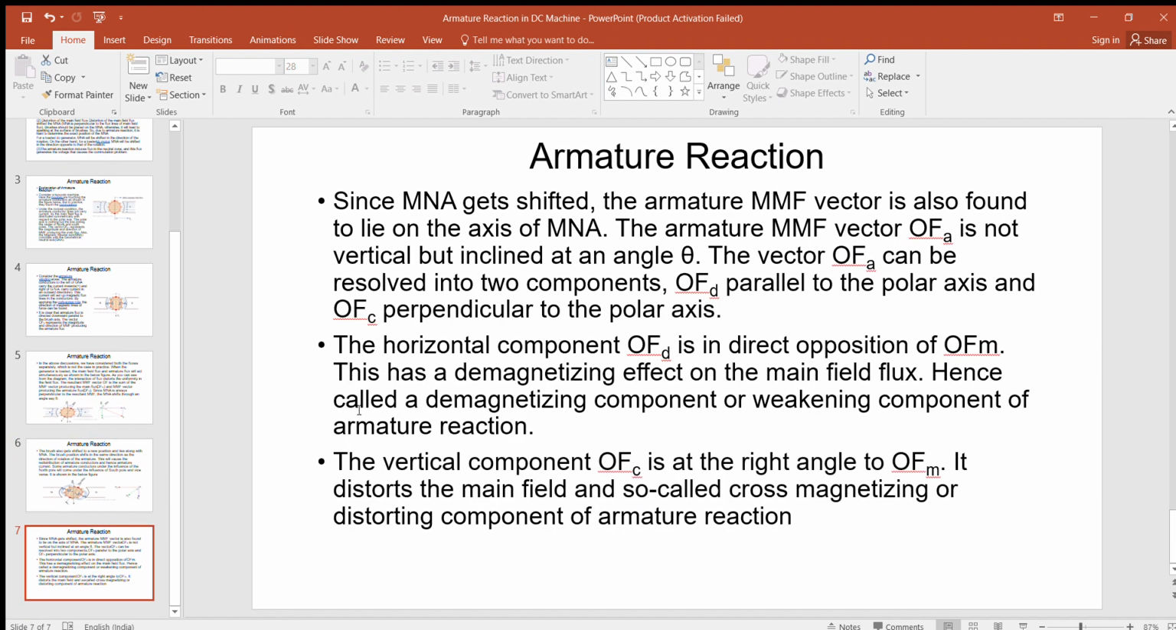So you see in the next, I have written here that the vector OFA can be resolved into two components: OFD parallel to the polar axis and OFC perpendicular to the polar axis. The horizontal component OFD is in direct opposition to OFM. This has a demagnetizing effect on the main field flux, hence it is called the demagnetizing or weakening component of armature reaction. The vertical component OFC is at right angles to OFM. It distorts the main field flux and is so called the cross magnetizing or distorting component of the armature reaction. This is all about the armature reaction.